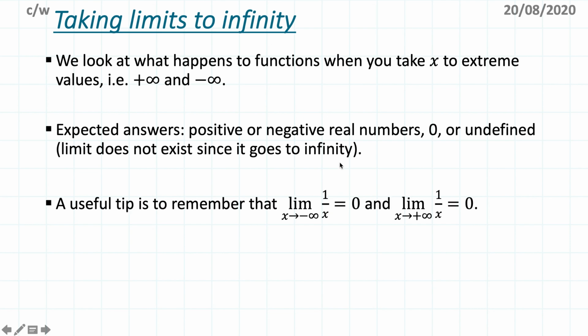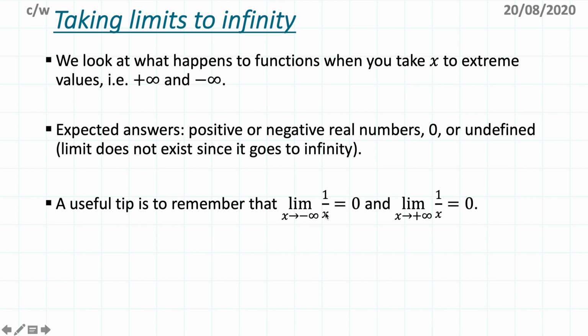One useful tip that you should remember, which we're going to use very frequently to actually find the limits, is that the limit as x approaches negative infinity of the reciprocal 1 over x is equal to 0, and as it approaches positive infinity is equal to 0, and the graph is shown in the previous limits video.